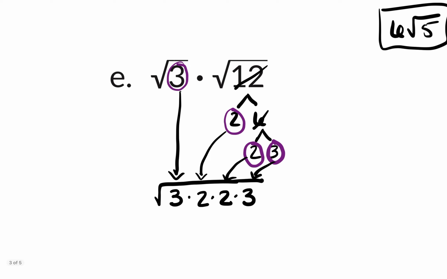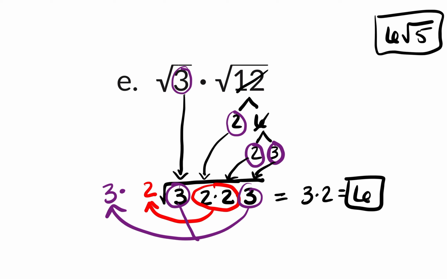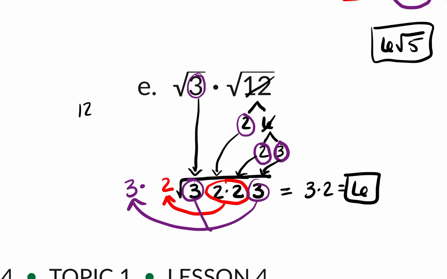Then I'm going to do my couples. Here's a couple, bring it out. Here's another couple, I'm going to bring it out. And you're going to multiply them. So that leaves you with 3 times 2, which is 6, and that's your answer. So if I do 12 times 3, that gives me 36. Well, what's the square root of 36? 6 times 6 is 36.